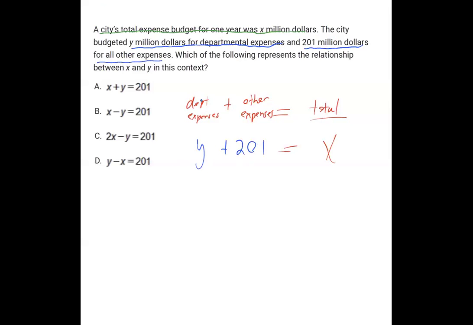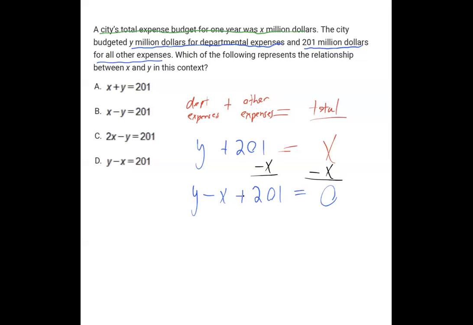So if we start with the wording, the department expenses plus the other will give us a total, then that has to be Y plus 201 equals X. And now we just need to see which answer matches that. If we take away X from both sides, we'll have Y minus X plus 201 equals 0. Once again, we accomplished that by just taking away X from both sides.